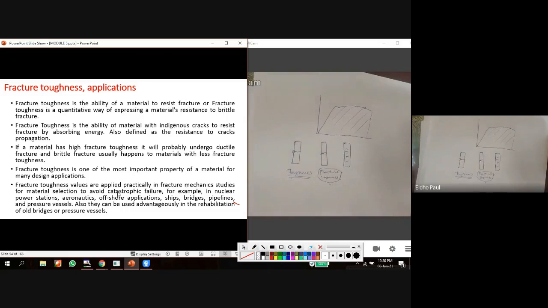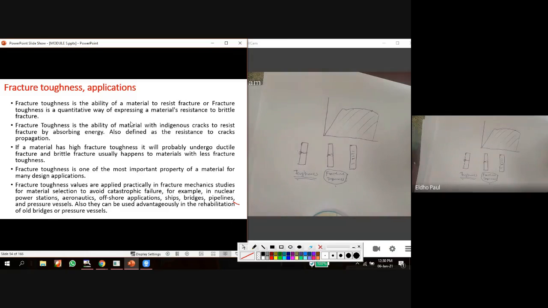Fracture toughness values can be practically applied in many areas of material selection to avoid any catastrophic failure. For example, in nuclear power plants, aeronautics, and offshore applications like ships, we can use fracture toughness for the design. For bridges or pipelines, instead of using toughness, we can use fracture toughness. Another advantage is that for rehabilitation of old bridges or pressure vessels, we use fracture toughness for the design calculation. That is about fracture toughness.